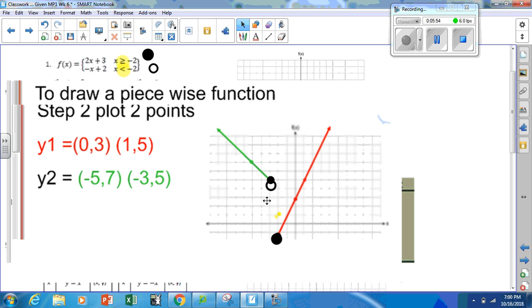All right. This is a picture that I want you to keep in mind. This will be on the test. You need to be able to identify when we have a closed circle or an open circle. All right. Next question. Let's go.